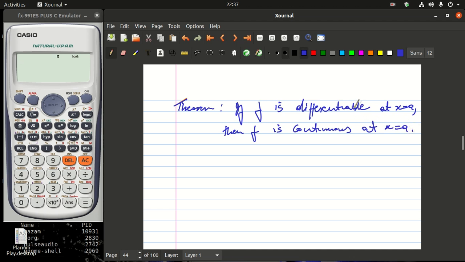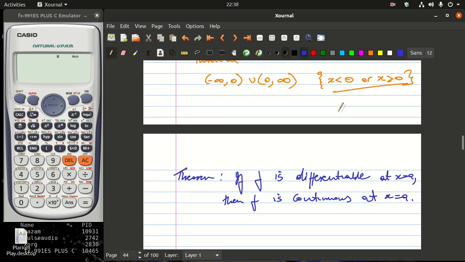So differentiability is more powerful than continuity. A function can be continuous but still not differentiable. Let's take an example here. When we had f of x is equal to the absolute value of x, you can see that this function looks like this. And this function is continuous because I can draw it without lifting the pen up.